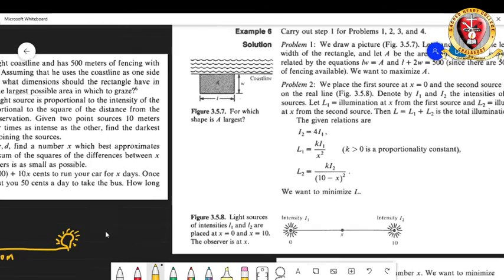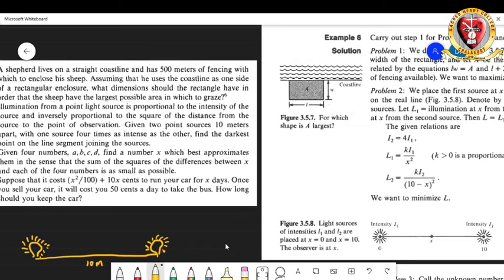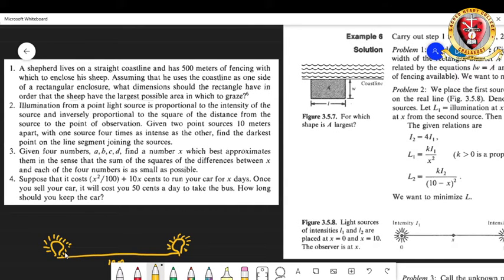Then you are given some conditions: one source is 4 times as intense as the other. That means if I1 is the intensity of the first bulb, the second bulb has intensity 4 times that of the first bulb. So I2 is equal to 4I1, which is said in the word problem.